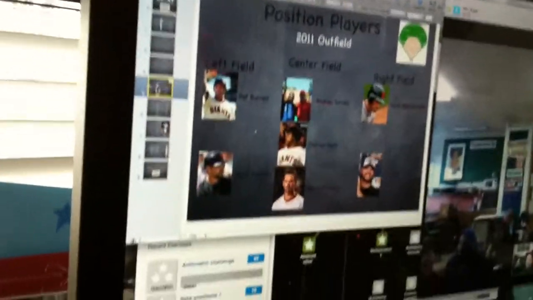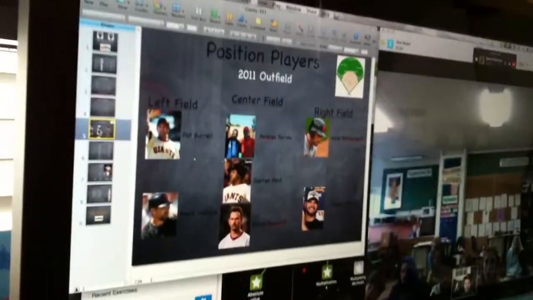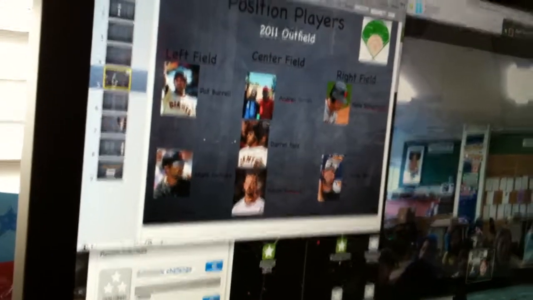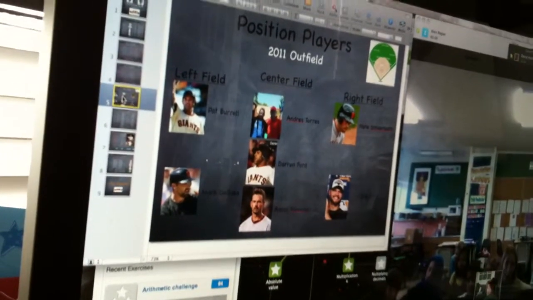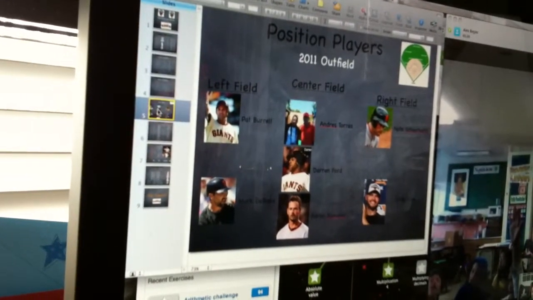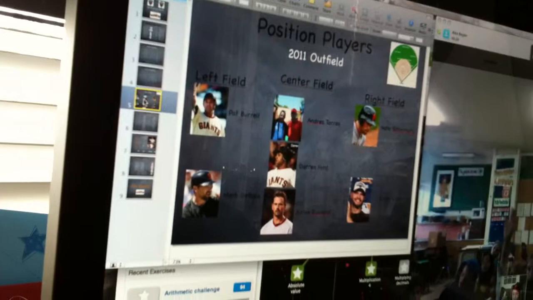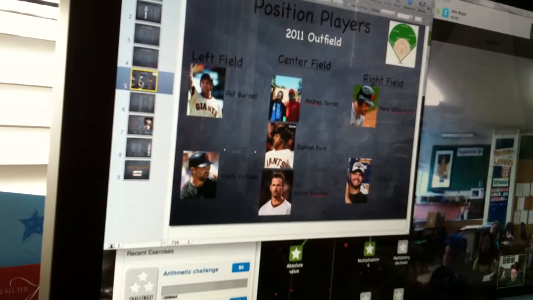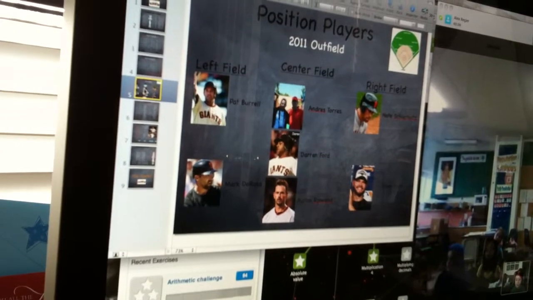How old's his son? I'm not sure. Is he like your age or younger? He's younger than us, I think. Ben, question? Is he younger than Matthew? Yeah. Any more questions on that about the outfielders? You've had one. Bobby, you've had one. Anybody want to ask about the outfielders? Because you guys were asking about this last week.